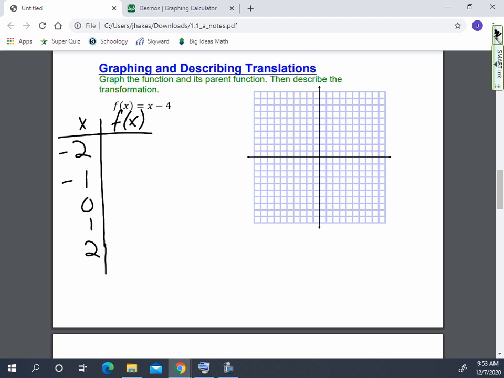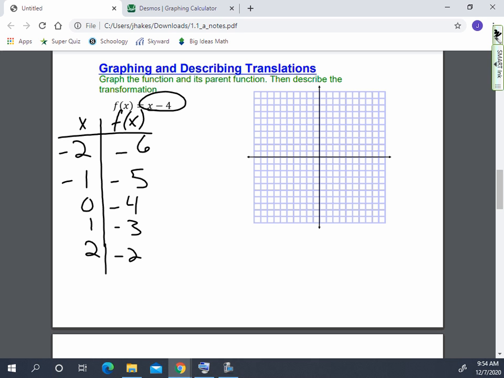So to solve for this, we have to plug a -2 into this function here. Plug -2 in for x. What's -2 minus 4? That's -6, right? What's -1 minus 4? Oh, that's -5. 0 minus 4 is -4. 1 minus 4 is -3, and then 2 minus 4 is -2.